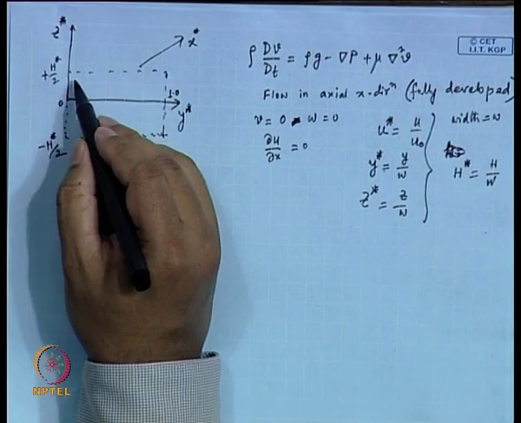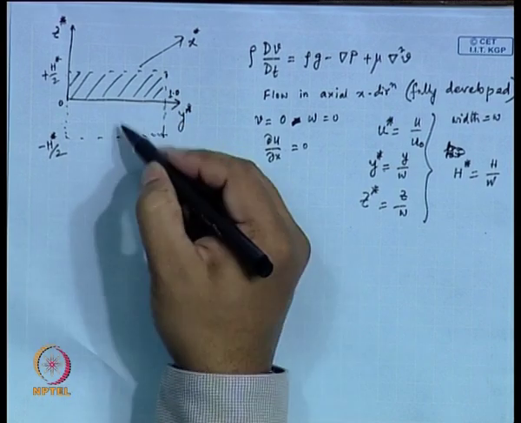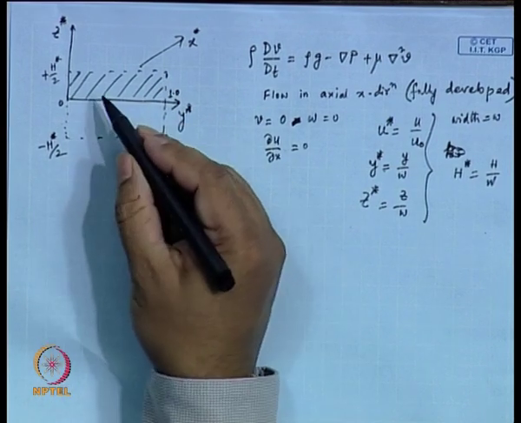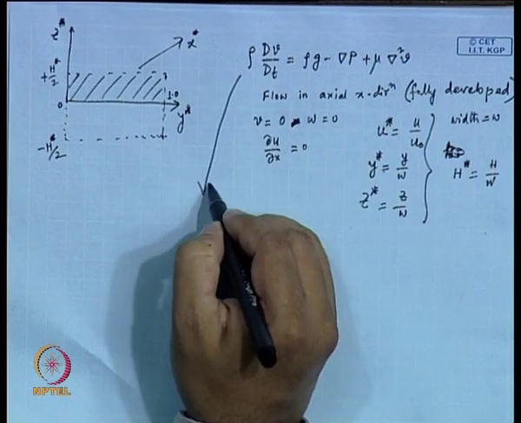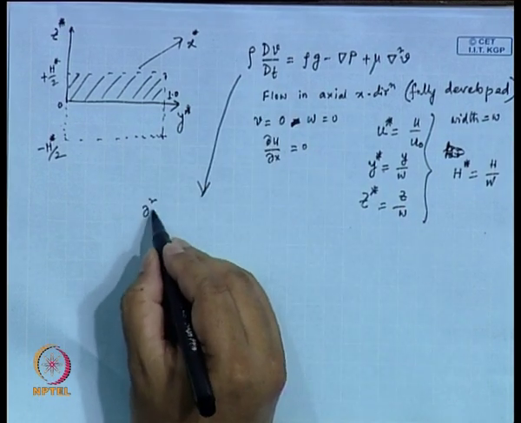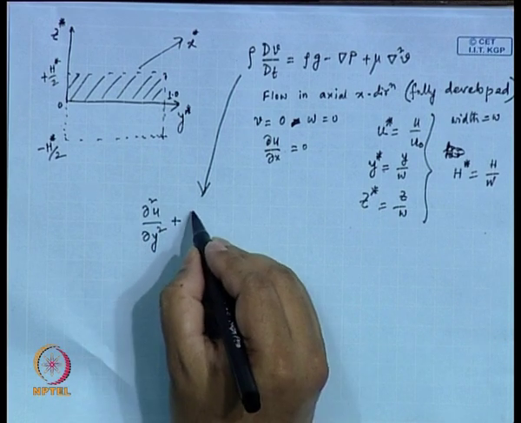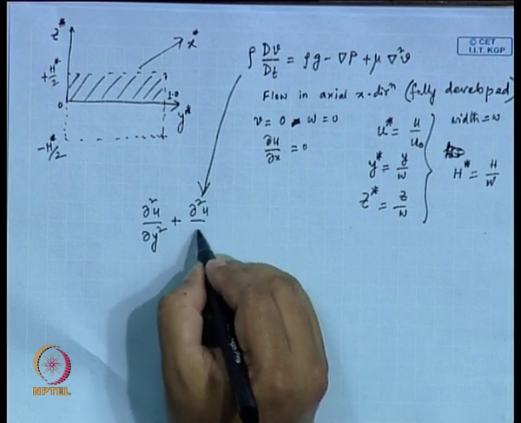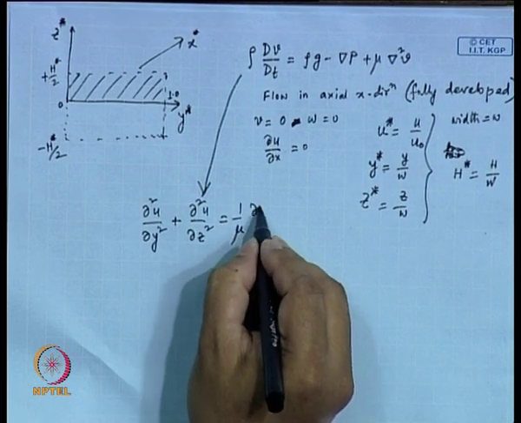if we try to solve this part and we say that this is just a mirror image of what we have here, this equation can be written as del square u del y square plus del square u del z square, that is equal to 1 by mu del p del x.